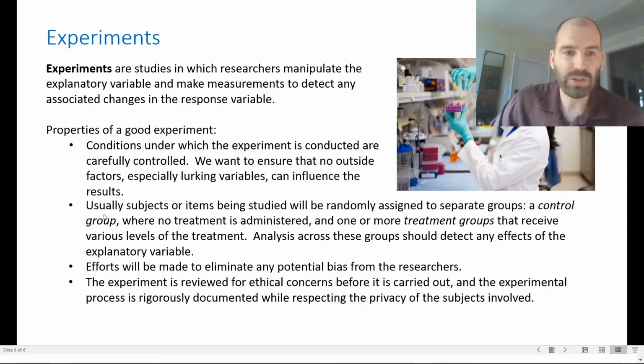Secondly, usually the subjects, if they're humans or animals, or items, if you're just sampling chemicals or something like that, the things being studied will be randomly assigned to separate groups. A control group where no treatment is administered, and one or more treatment groups that receive various levels of treatment. Analysis across these groups should detect any effects of the explanatory variable.